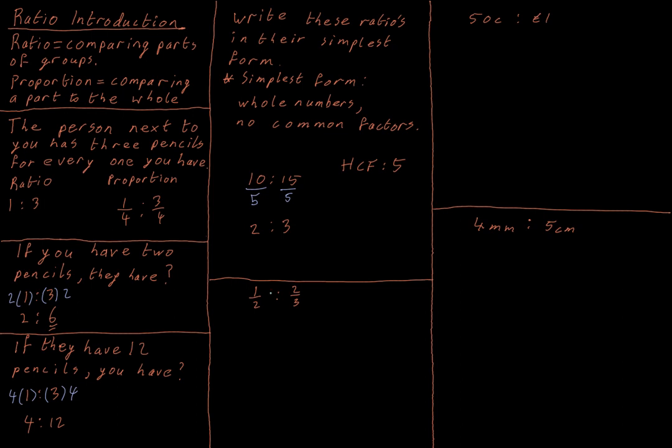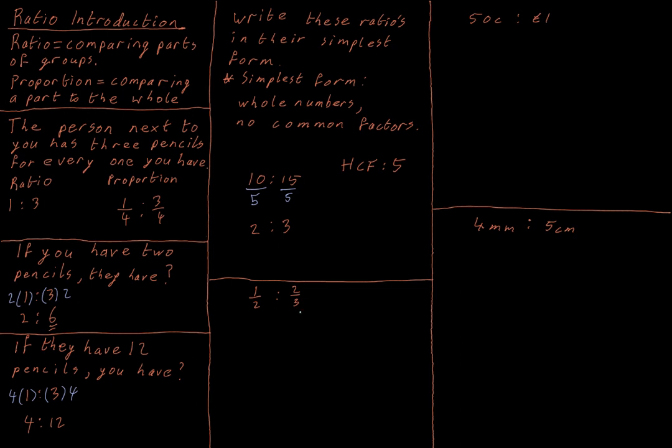Now, if we're given fractions to deal with, we need to get rid of them. And we know that we're allowed to multiply both sides of our ratio by the same thing, or divide both sides by the same thing. We've seen that that works. And we've effectively got a story here for why it works.